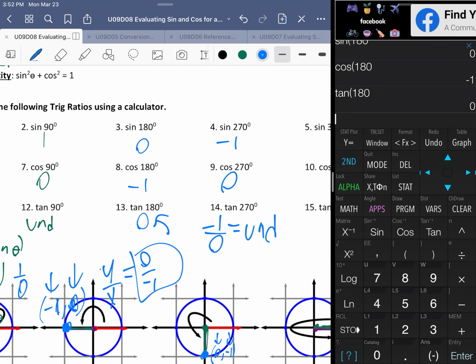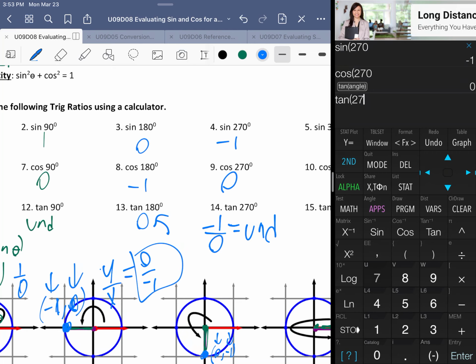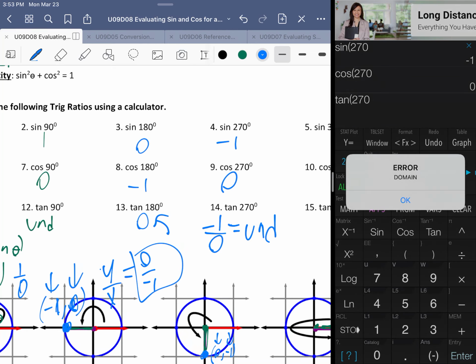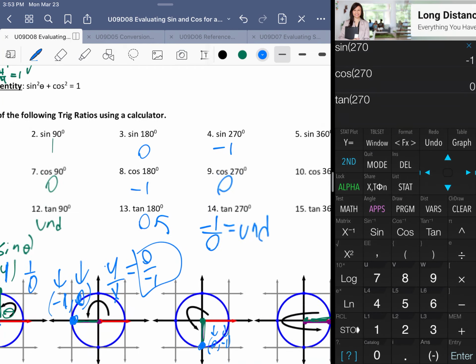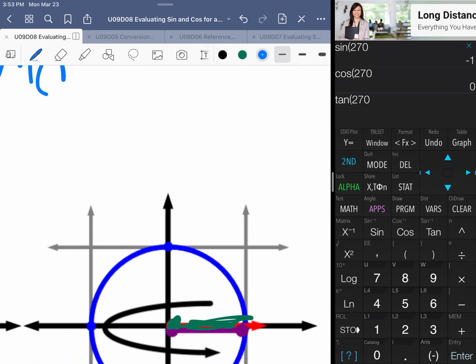Let's just test it on a calculator. Sine of 270 is -1, which is what we said. Cosine of 270 equals 0, which is what we said. And the tangent of 270 should give us that domain error. So that one worked. And for 360, we have this point here.